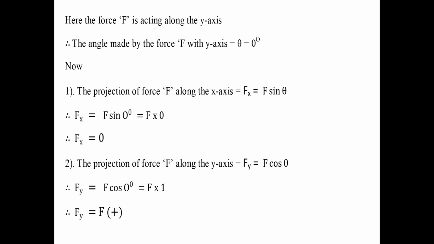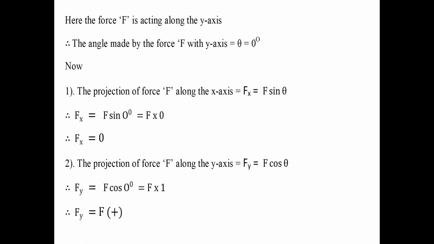What about the y-axis projection Fy? Since this angle theta is with y-axis, the y-axis projection Fy is equal to F cos theta, because we measure that angle theta with y-axis. Here that theta is 0 degrees. So Fy is equal to F into cos 0 degrees. Cos 0 degrees is 1. So Fy is equal to F into 1. So the y-axis projection Fy is equal to F.